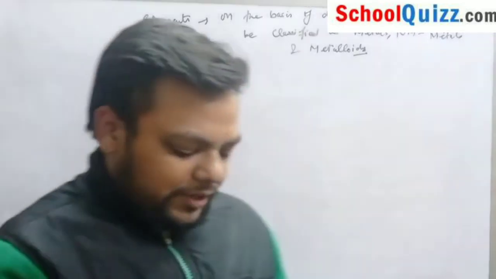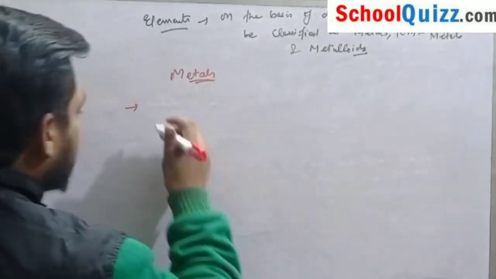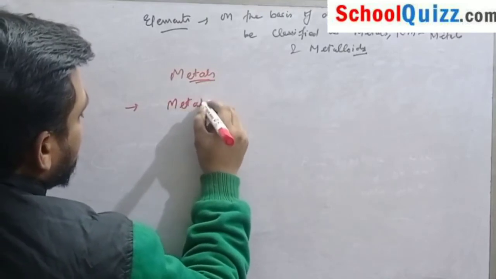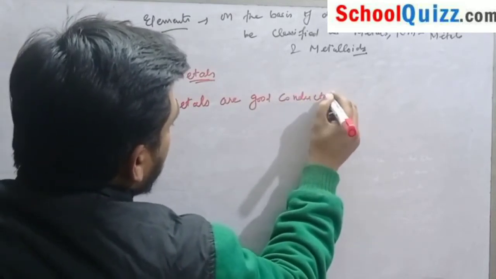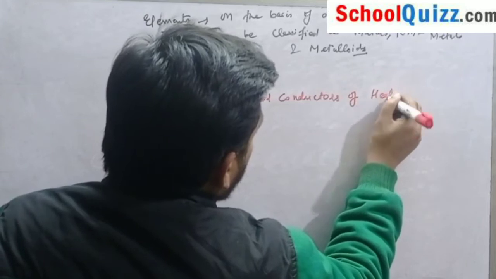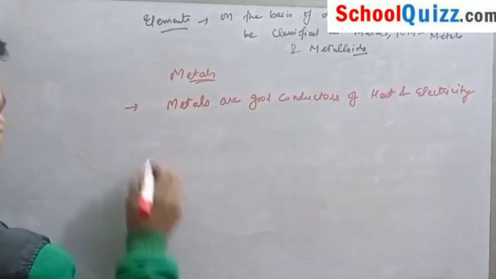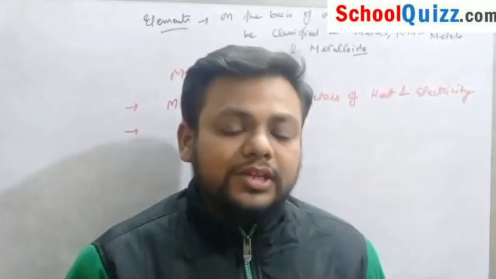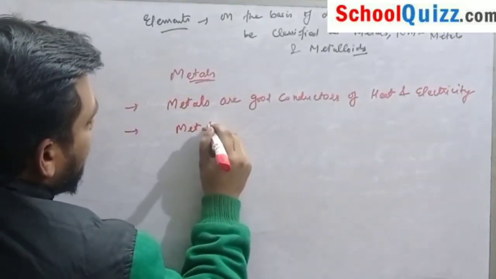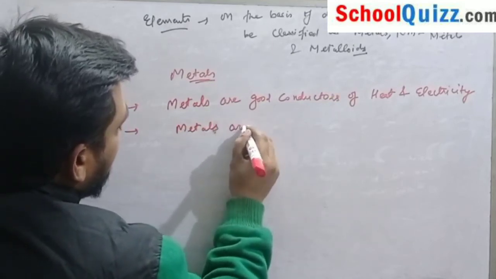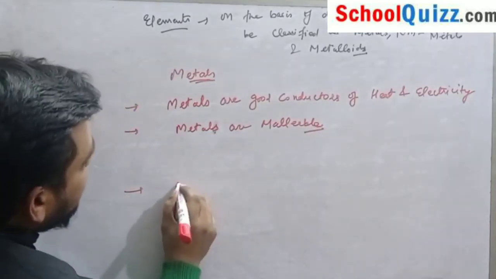Metals are good conductors of heat and electricity. First major point: metals are good conductors of heat and electricity. Second, metals are malleable. Third, metals are ductile.